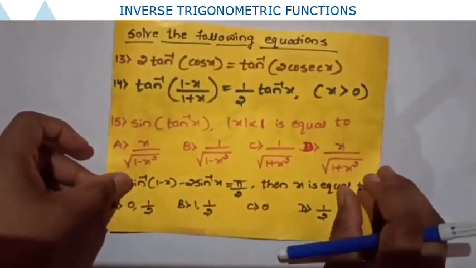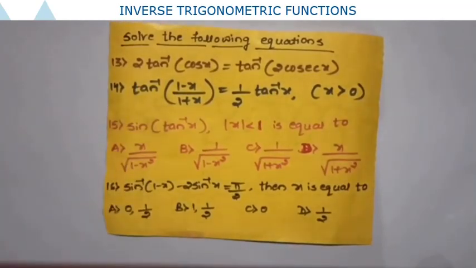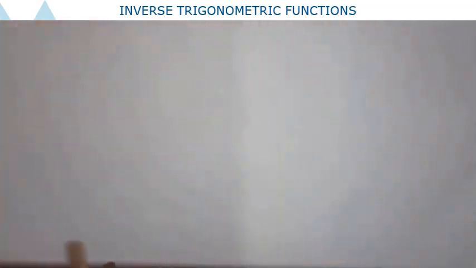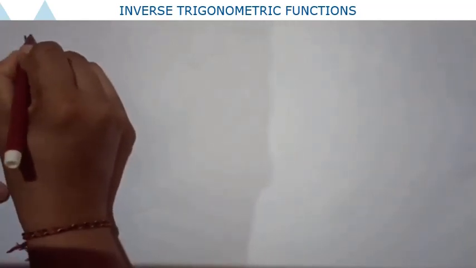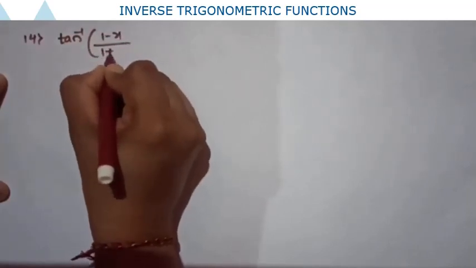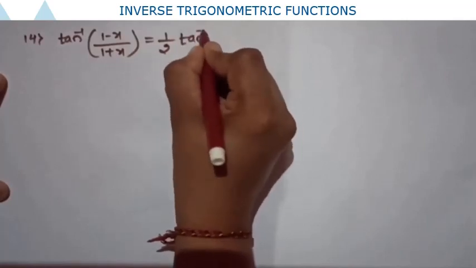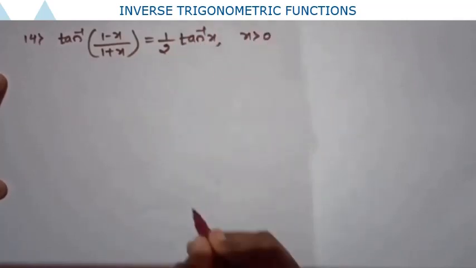Okay, so now I'll go to the 14th example. What is the 14th example? We'll see. The 14th example is tan inverse of 1 minus x by 1 plus x is equal to 1 by 2 tan inverse x, with the condition x is greater than 0. Okay, so let me consider the 14th one: tan inverse of 1 minus x divided by 1 plus x is equal to 1 by 2 tan inverse x with the condition x should be greater than 0.